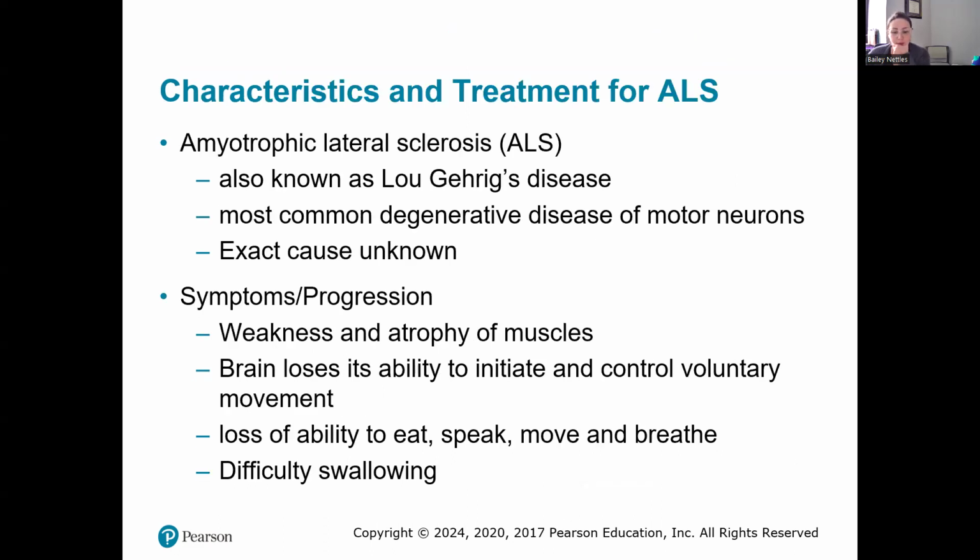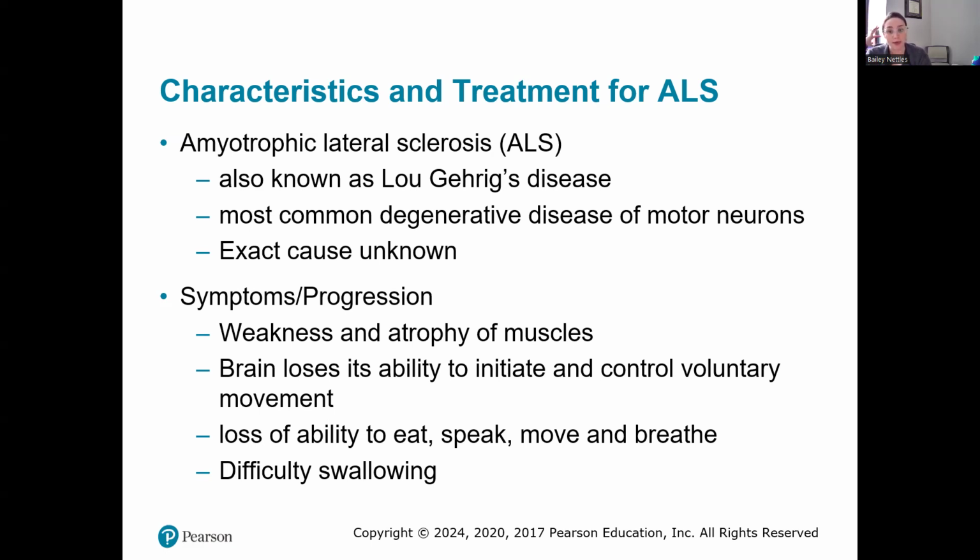All right, so now we are on to ALS, or Lou Gehrig's disease. It's the most common degenerative disease of the motor neurons. There is no known cause. It is the slow progression of muscle weakness, atrophy of muscles, weakness of muscles, same thing. Every muscle. It is not a targeted muscle. So your brain is a pretty large muscle. They say flex, that's your brain.